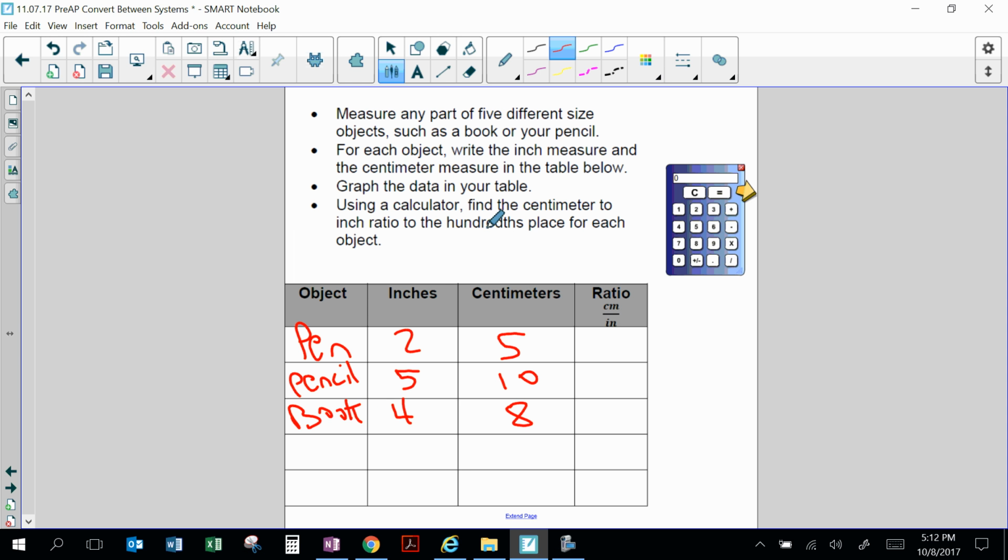So the next thing is you're going to be using a calculator to find the centimeter to inch ratio. So the ratio is 5 to 2, 10 to 5, and 8 to 4. So 5 divided by 2 equals 2.5. 10 divided by 5 equals 2. 8 divided by 4 is 2. There's a gap between here. I don't think we measured some of these correctly.